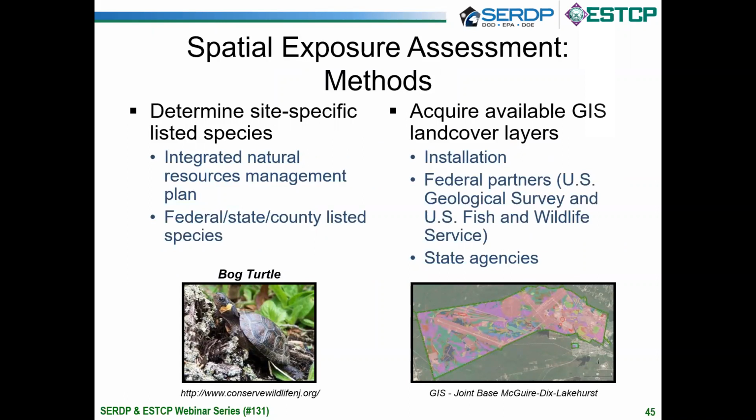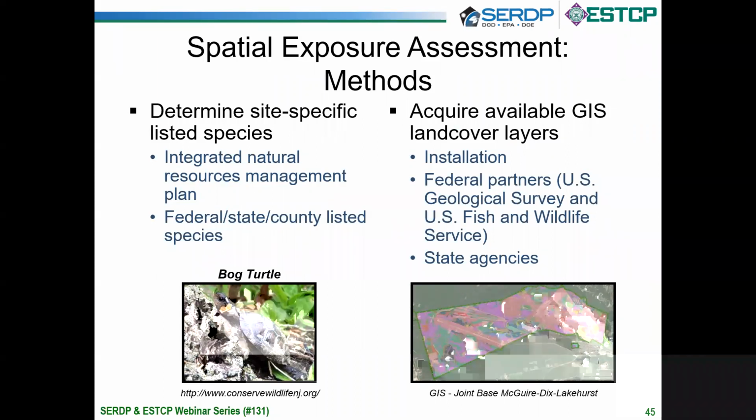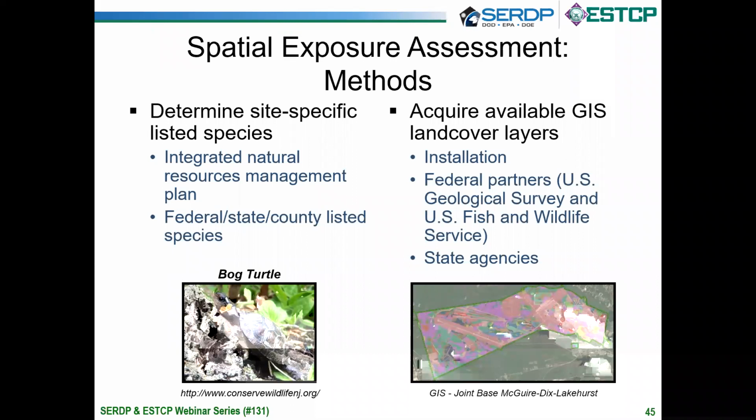So spatial exposure assessments are site-specific. First, we determine what species are likely to be present using the Integrated Natural Resource Management Plan, or INRMP, and we supplement that with logs from the federal, state, and county listed species. Simultaneously, we acquire the GIS land cover layers from the installation themselves or from federal partners using data from the USGS, as well as the US Fish and Wildlife Service. We also acquire any landscape layers that the state agencies may have.